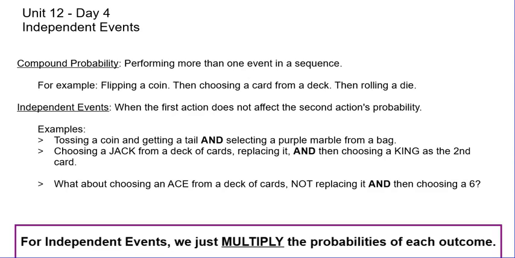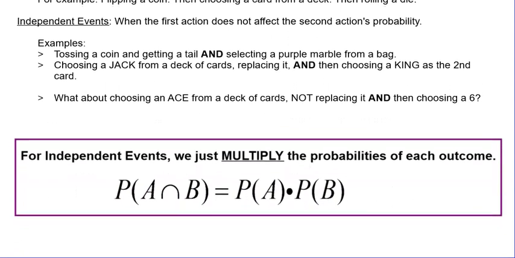What about choosing an ace and not replacing it, and then choosing a 6? Well, in that case, it's not independent, because at first there were 52 cards, and now there's only 51. So that does make a difference. You have to replace for it to be independent.